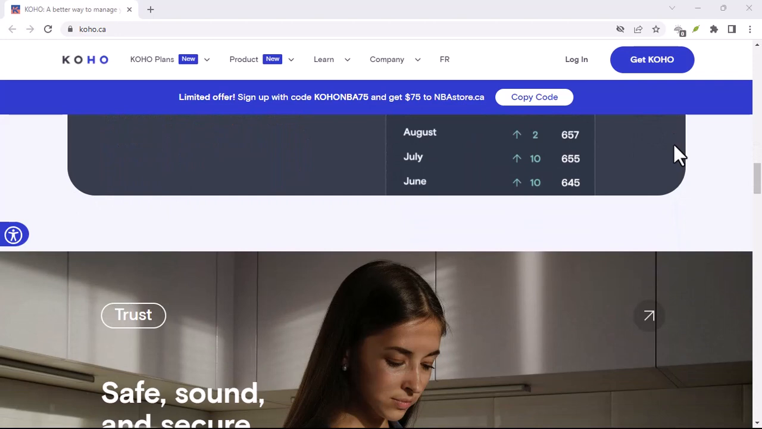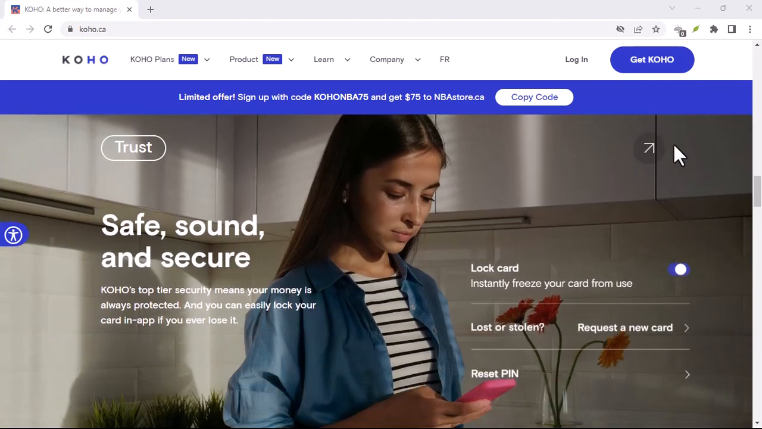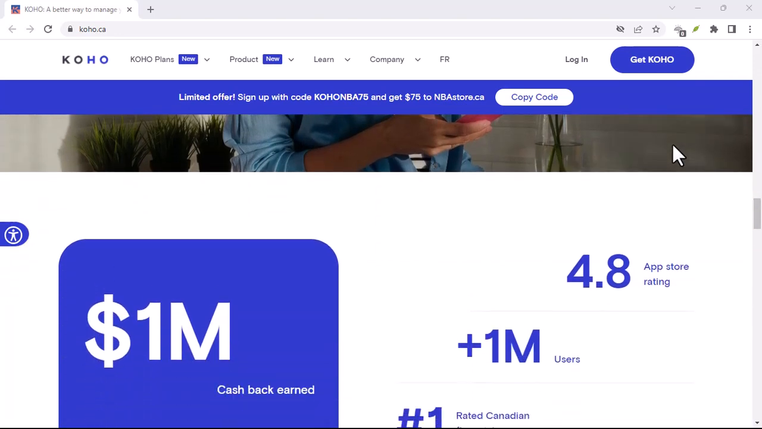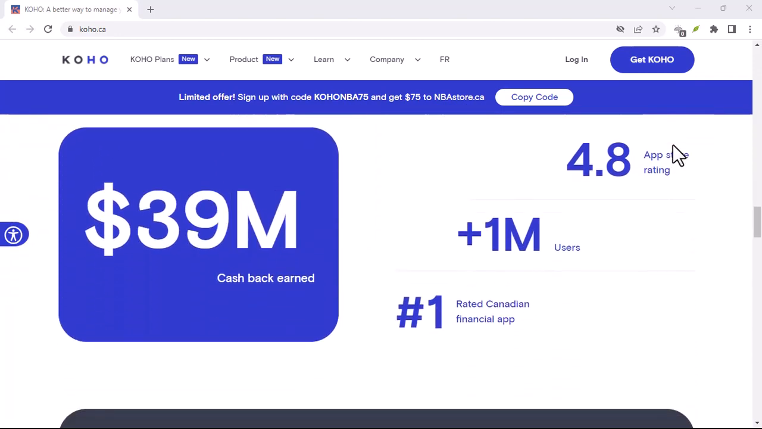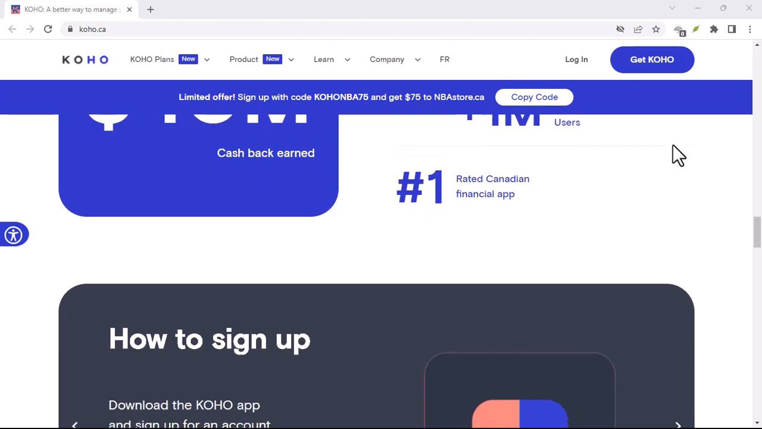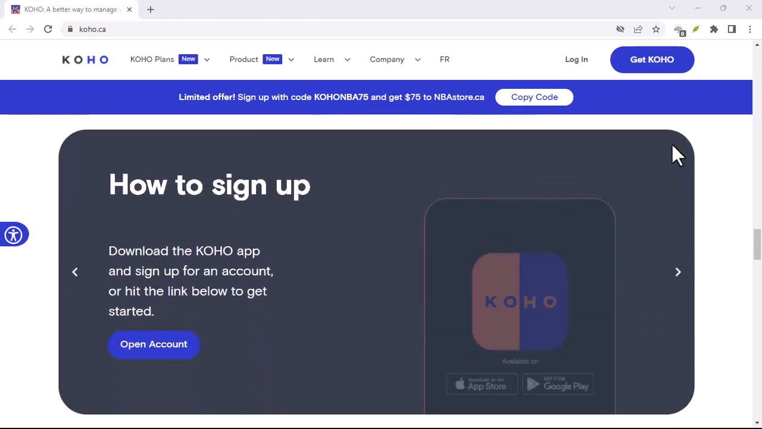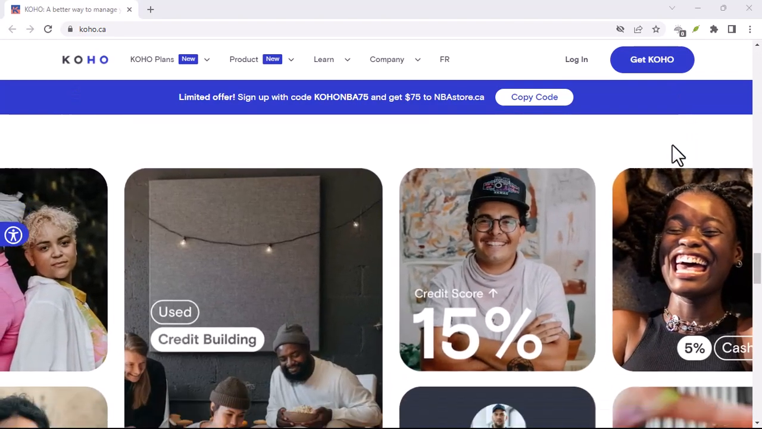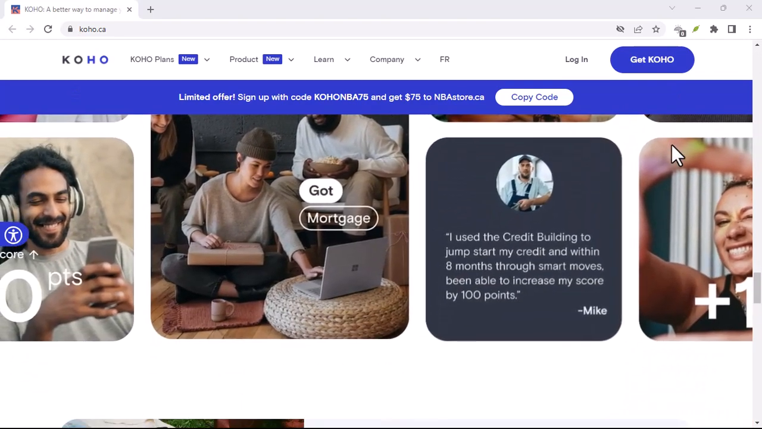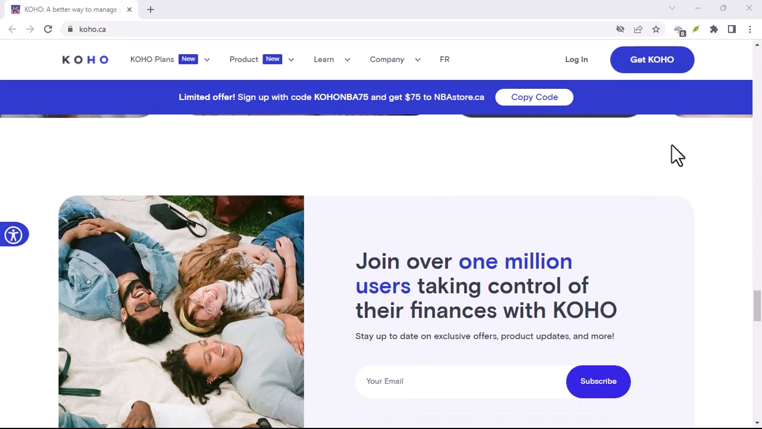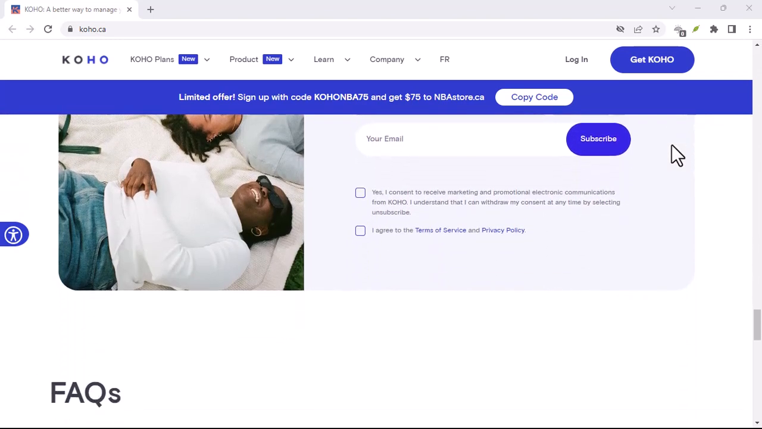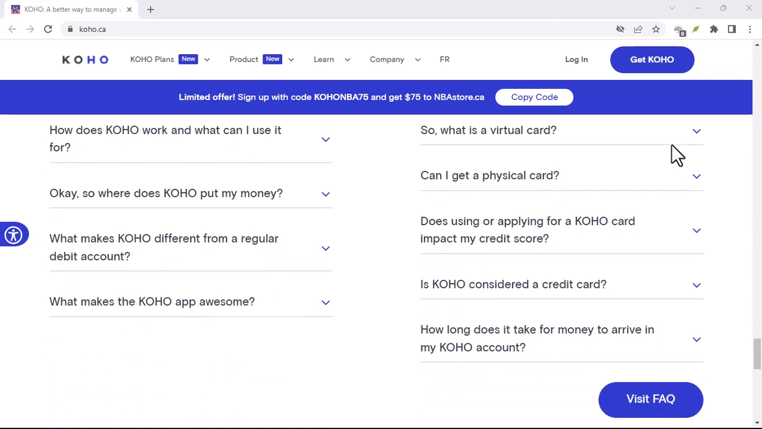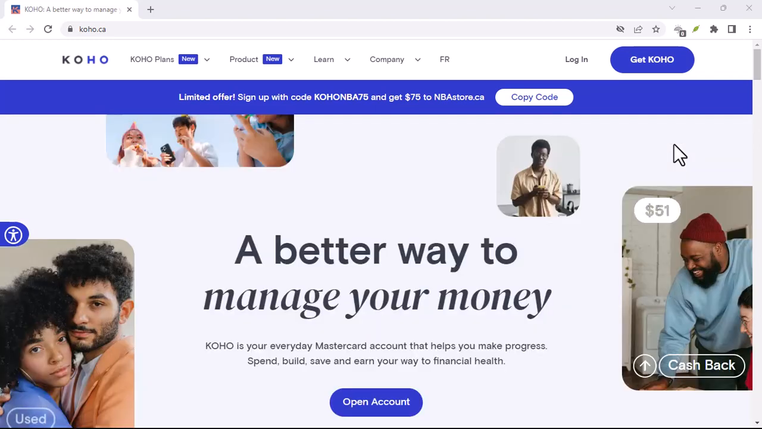KOHO to KOHO transfers, K2K. This is where KOHO's flexibility shines. Need to send some quick cash to a friend who also uses KOHO? K2K transfers allow for instant and secure movement of funds between KOHO accounts. The maximum per transfer is a respectable $3,000, and the daily limit mirrors that at $3,000. There's also a monthly cap of $20,000, which should be enough for most peer-to-peer transactions.